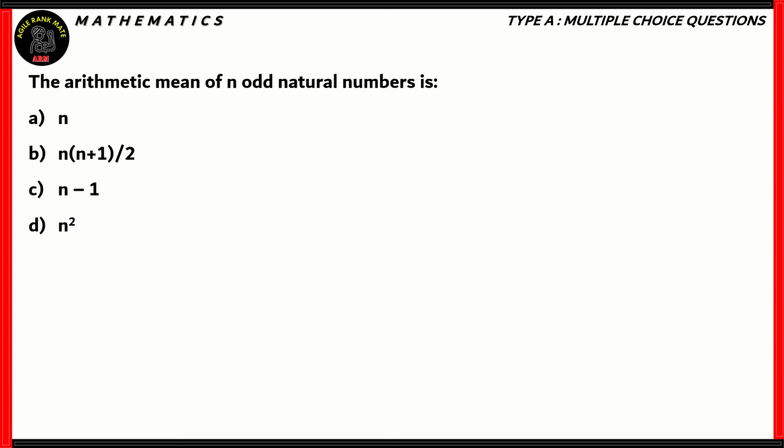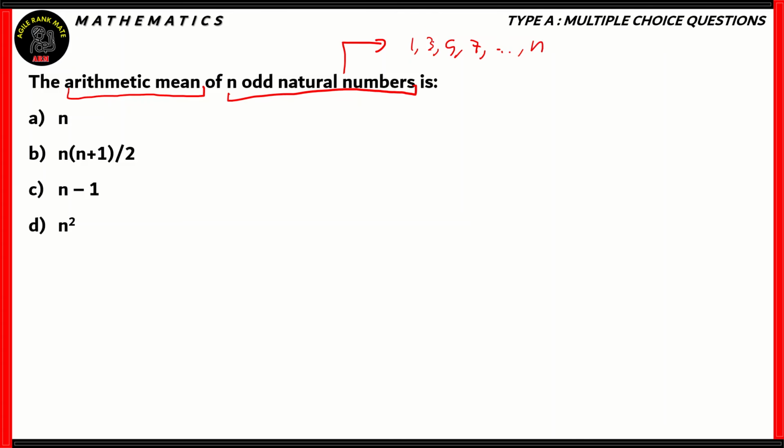Let's look at another question. The arithmetic mean of n odd natural numbers is n times n plus 1 over 2, n minus 1, n squared. Let's understand the question. We need to find the arithmetic mean of what is called n odd natural numbers. So n odd natural numbers would mean a series containing odd numbers, 1, 3, 5, 7, etc., up to a number n.